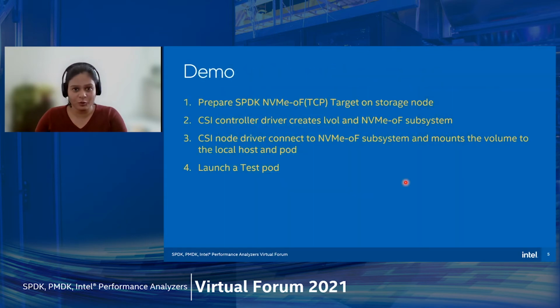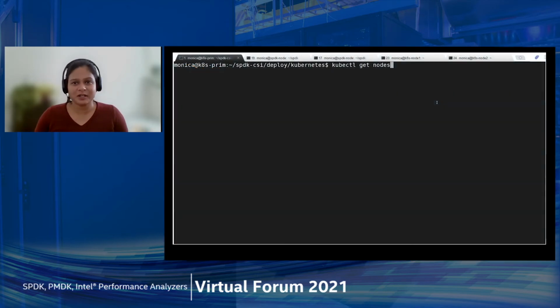For this demo, we are going to prepare SPDK NVMe over TCP target on storage node. Then the CSI controller driver creates LVOL and NVMe over fabric subsystem. The node driver connects to the subsystem and mounts the volume to the local host in the pod. Then we launch a test pod with PVC referring to SPDK storage class, which triggers SPDK persistent volume creation and mounts to the pod. Let's proceed to the demo to go through the steps of SPDK CSI deployment now.